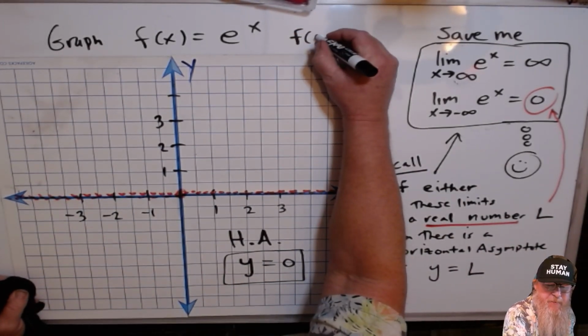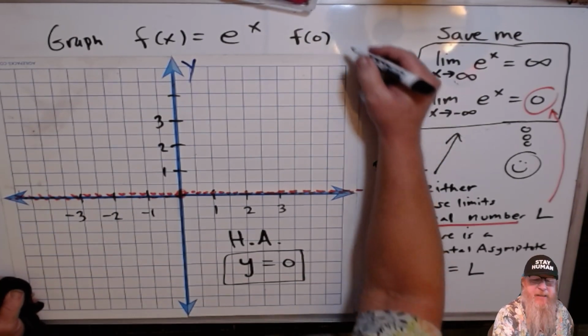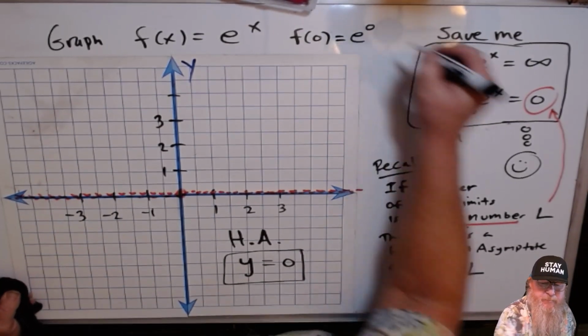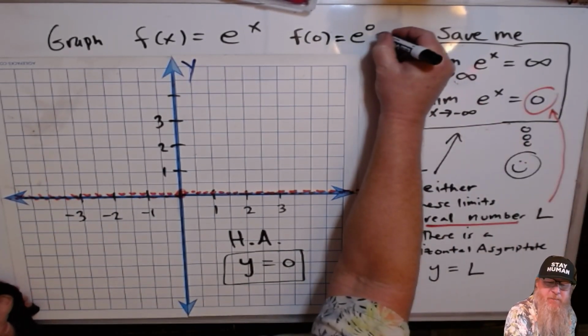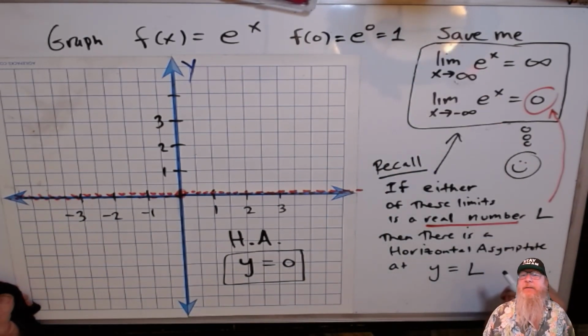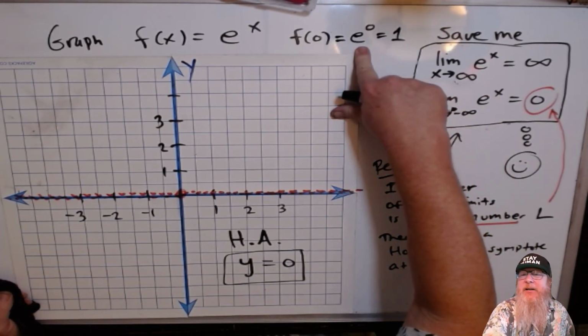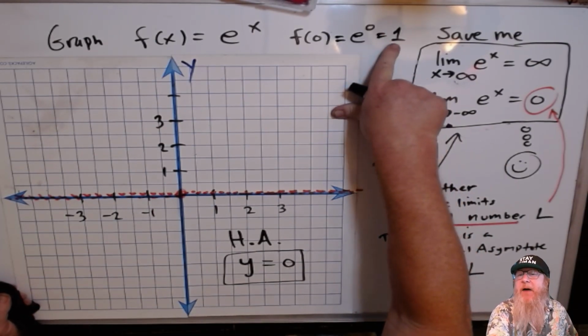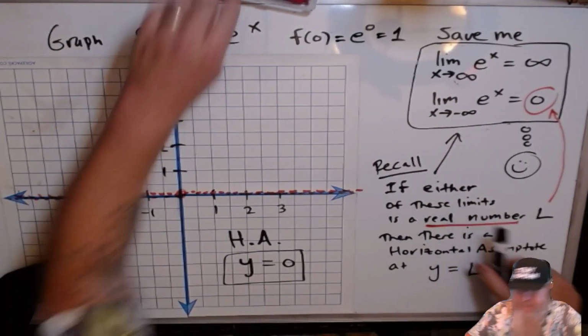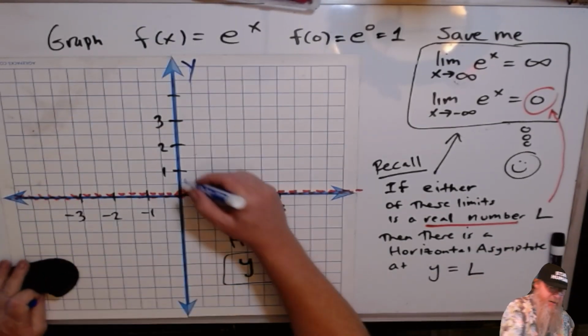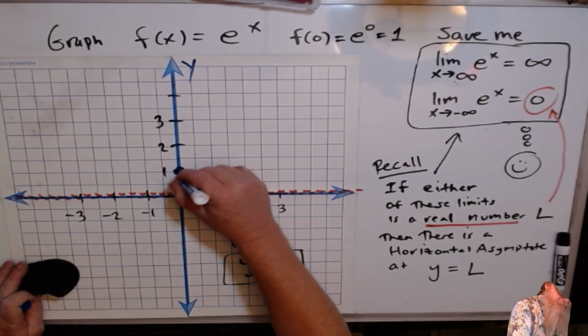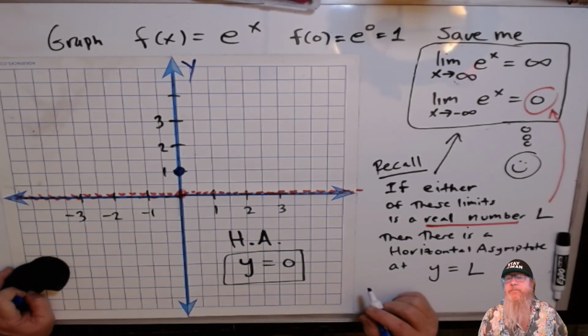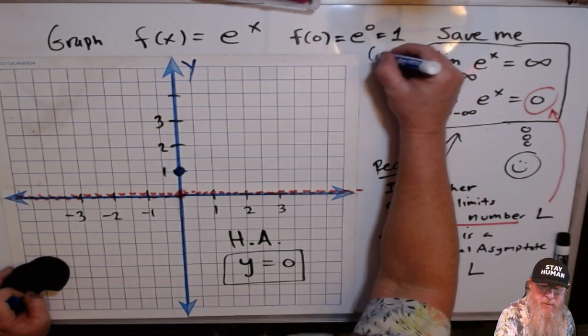So let's do f of 0. That's a very easy point. It's also something we should memorize. It's 1. Any non-zero constant raised to the 0 power always equals 1. So we're going to get our first point right here at 0, 1. All right, so this is the point 0, 1.